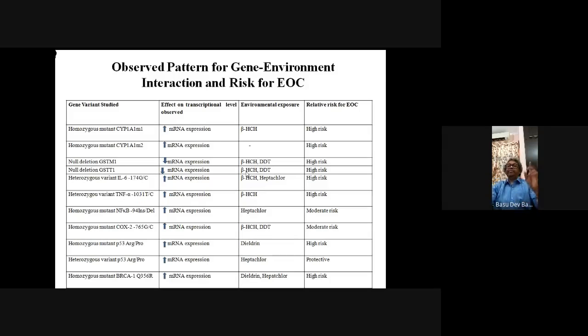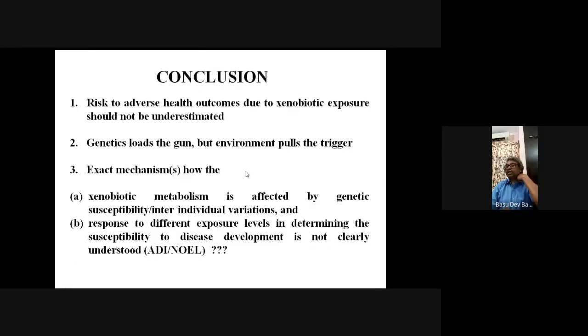So ultimately, we can always make a chart for that. If you see very clearly in this table, for the gene variant in the study, we have taken the fixed gene and the transcriptional levels, whether mRNA or DNA, which I have not talked about in detail, keeping in mind that this is not for the undergraduate level. We have pinpointed environmental exposure, and we can say whether we are at relatively higher risk for a disease or not.